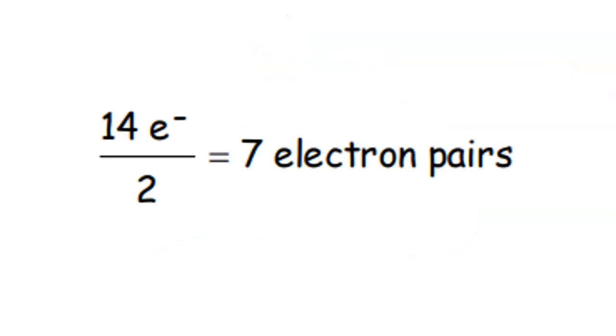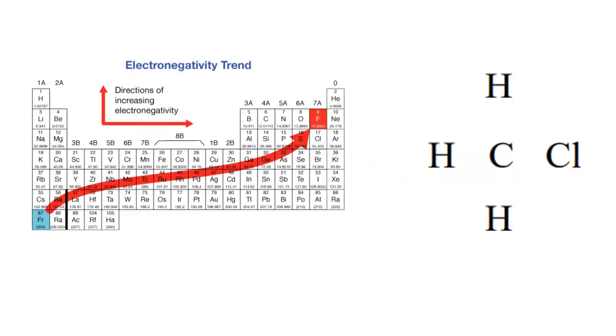Once we have the total number of valence electrons, we're going to take our total number divided by 2, and that's going to give you 7 electron pairs. That's all you need to know. 7 electron pairs, and you are moving on to the next step, okay?